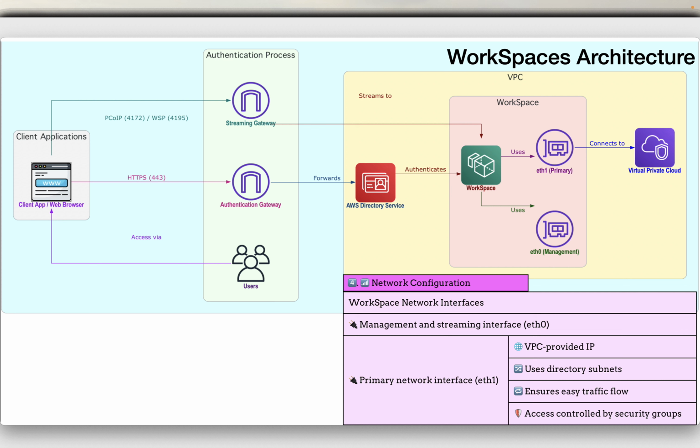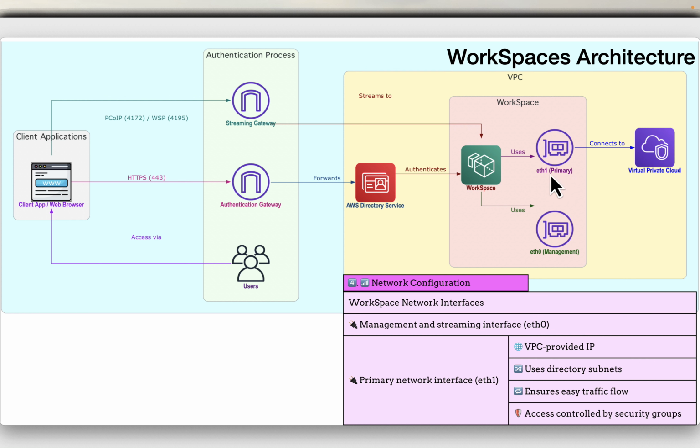And again, network configuration for WorkSpaces network interfaces. You have the management and streaming interface, which is called eth0, which is used for management. Here in the diagram, you can see this is for management of WorkSpaces. And then you have the primary network interface, which is eth1, which has the VPC-provided IP address. It uses directory subnets. It ensures easy traffic flow and access to VPC resources controlled by security groups. This is the one used for connecting to your WorkSpace, which is the virtual desktop.